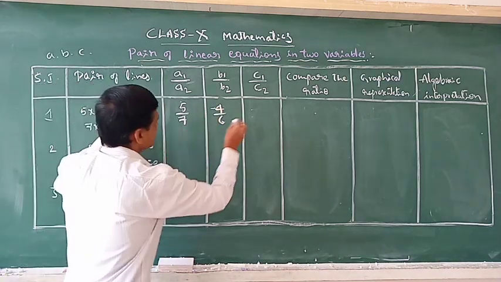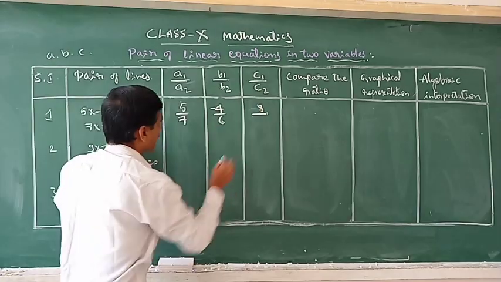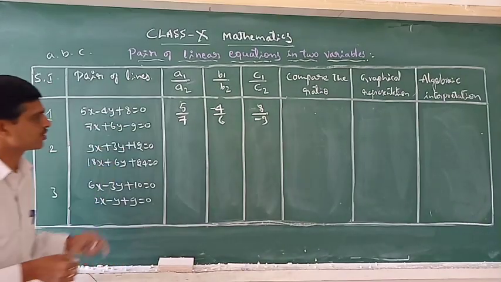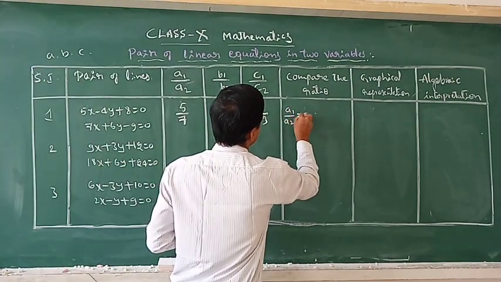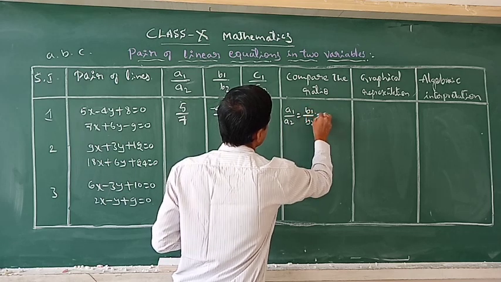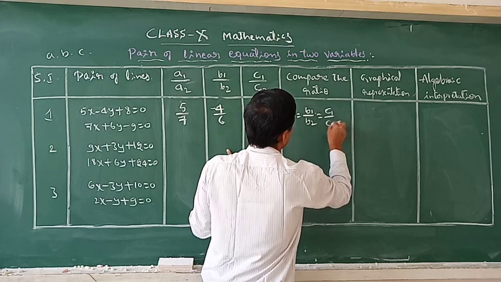And similarly C1, it is plus 8, and divided by minus 9. Consider the first. So compare now. What happened? A1 divided by A2 is equal to B1 divided by B2 is equal to, here the C value is also there, C1 divided by C2.